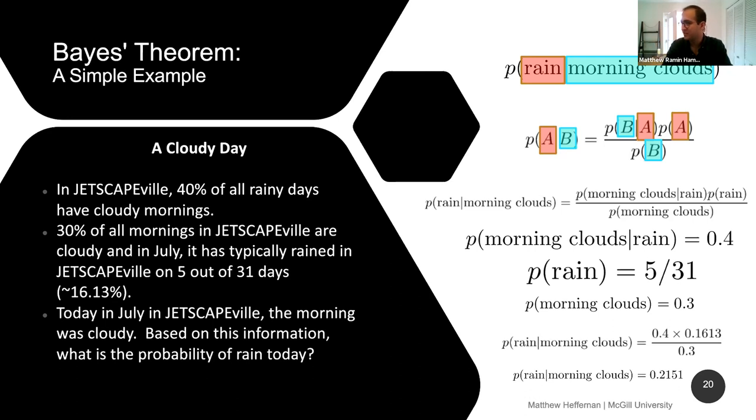Congratulations to everybody who got 21.5%. That's correct. And really, that is just a very straightforward way of performing a Bayes' theorem calculation. So thank you to everyone who checked and replied in Slack.